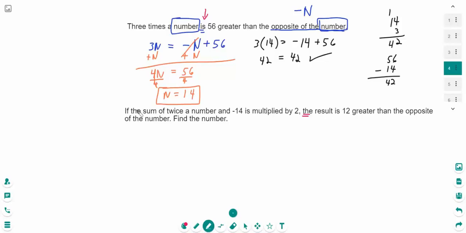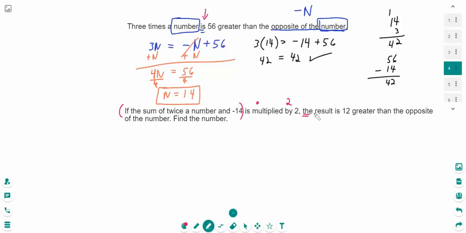If we look at this, if the sum of twice a number and negative 14 is multiplied by 2. So here we're saying "is multiplied by 2." So what we're saying is this whole thing, whatever this whole thing is, it's going to be multiplied by 2. We're not really saying it equals multiplied by 2. That doesn't really make sense. What we're actually saying is that this whole thing is being multiplied by a 2. Okay? Does that make sense? So this may be a little misleading. This is not indicative of an equal sign here.